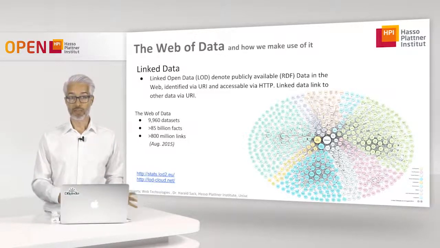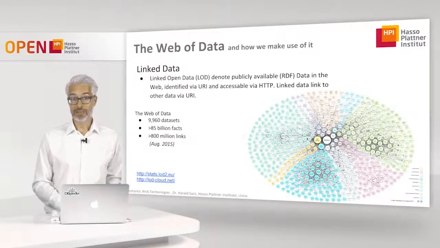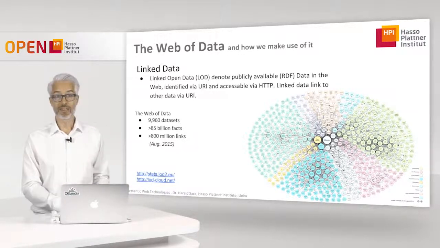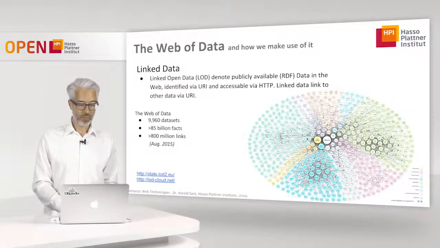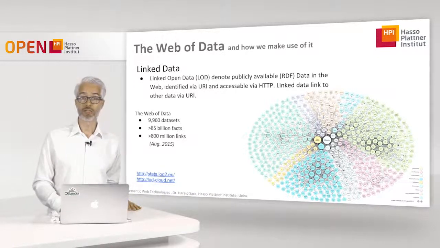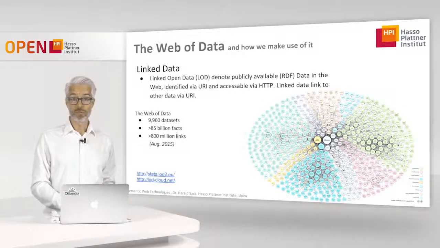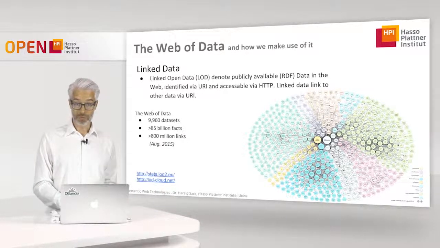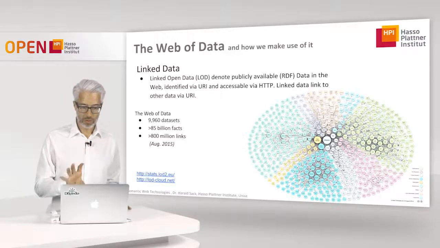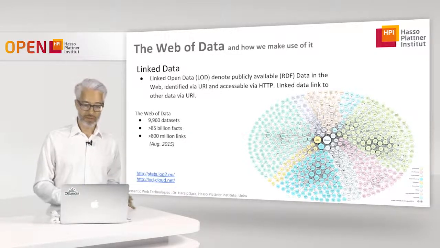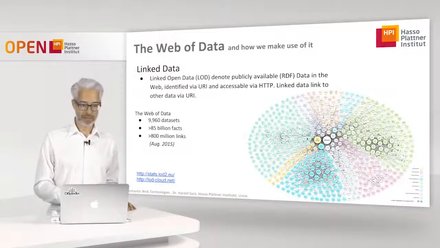And in that web right now there are about 10,000 data sets available with, you see here, more than 85 billion facts, and they are linked with more than 800 million links among each other. And in the center, at the hub of this huge cloud, in the lower left corner, there is DBpedia, the semantic version of Wikipedia we have talked about in the last part of the lecture. If you want to know more about the web of data or learn about some statistics of it, you can click on one of the links that I have provided in the left corner of the slide.